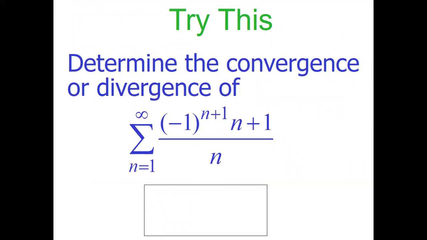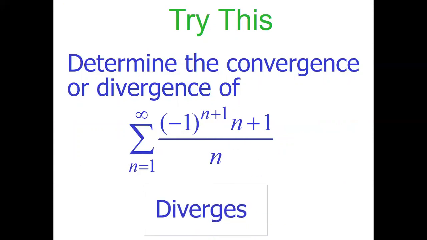So what about this one? Maybe pause and think about this one and then turn me back on. Well, it's alternating for sure. That's this term right here. So what happens as the terms head towards infinity? What does the nth term approach? Well, n plus 1 over n itself is going to approach 1. So will the terms get smaller and smaller? Probably here, but the terms aren't going to head towards 0. They need to head towards 0.